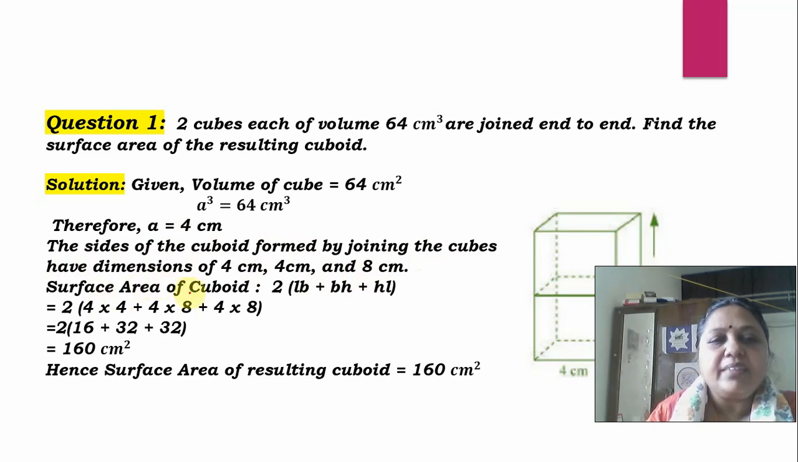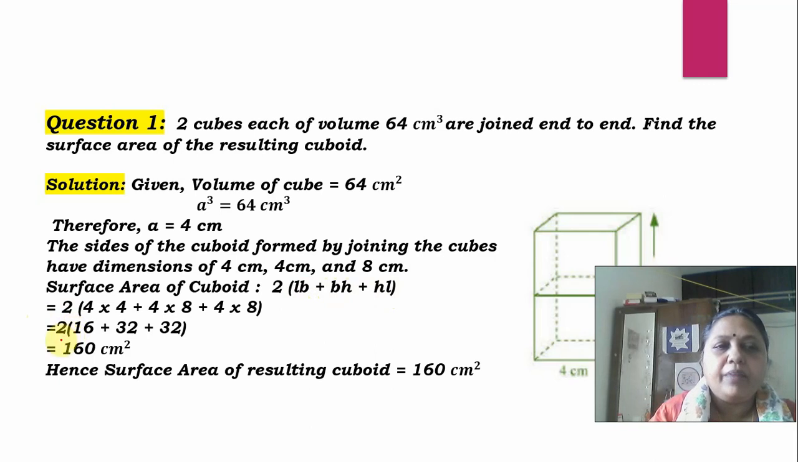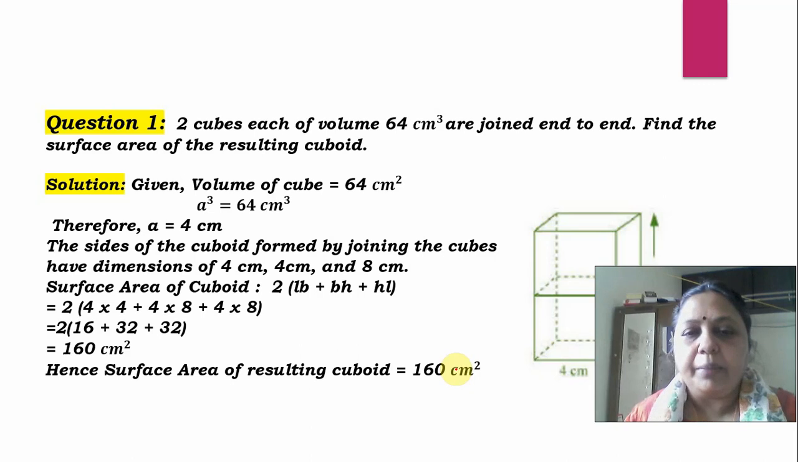Therefore, surface area of the cuboid is 2 into (LB plus BH plus HL), which is nothing but 2 into, what is L and B? It is 4 into 4. BH is 4 into 8 and HL is 8 into 4, because height is 8 and L is 4. So we will multiply them and calculate the value. It is 160 centimeter squared. Hence, surface area of the resulting cuboid is 160 centimeter squared.